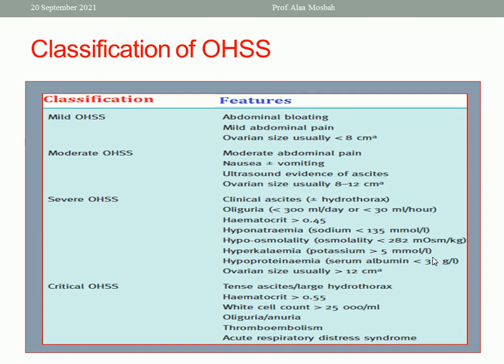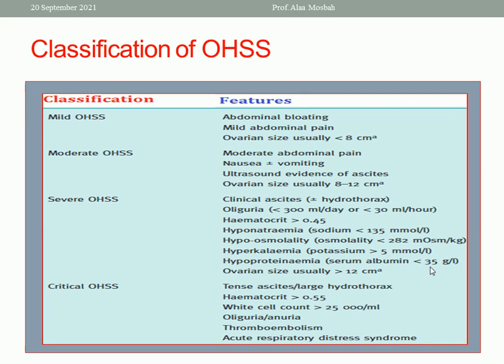The classification of ovarian hyperstimulation syndrome may be mild, moderate, severe, and critical. In the mild form, there is just abdominal bloating, mild abdominal pain, and ovarian size less than 8 centimeters. In moderate ovarian hyperstimulation syndrome, there is more pain, moderate pain, nausea with or without vomiting. There is ultrasound evidence of ascites. Ovarian size ranges between 8 to 12 centimeters.